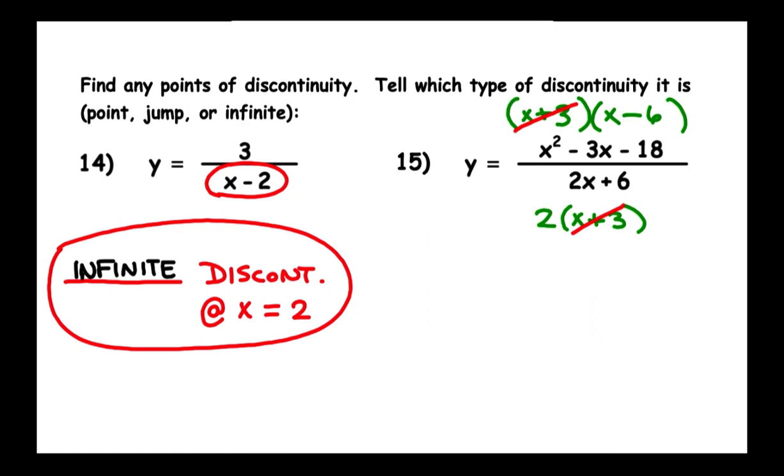Now that would look like a line, but again, the original problem was black, not green, and so there will still be discontinuity at x equals negative 3, even though it canceled away. But this time, because of the canceling, it's not infinite discontinuity. This will not be a vertical asymptote. It's simply point discontinuity.